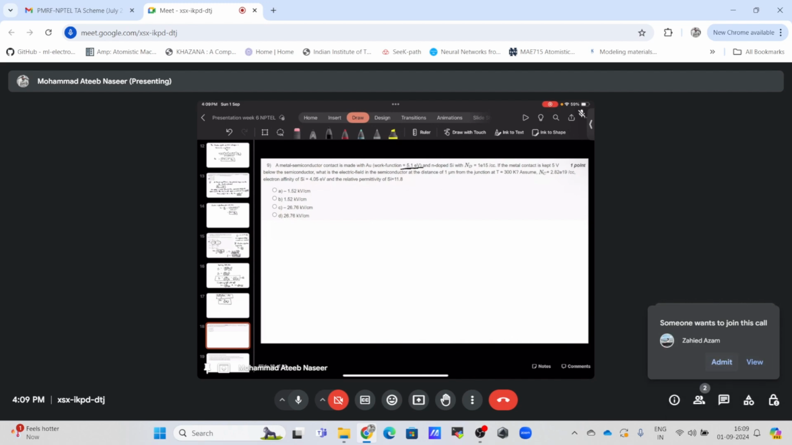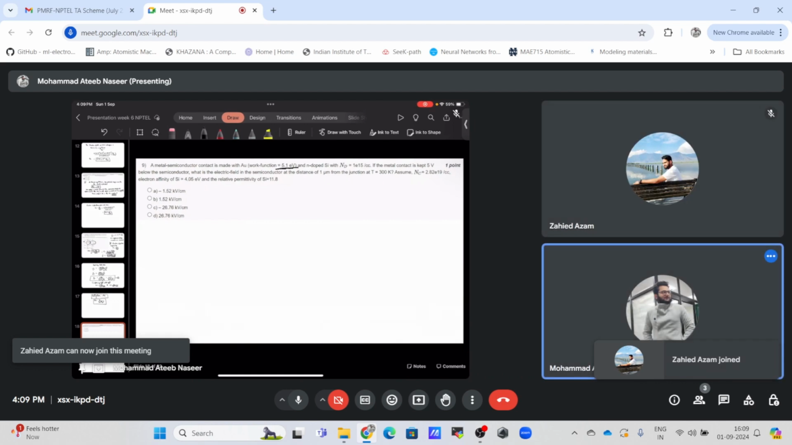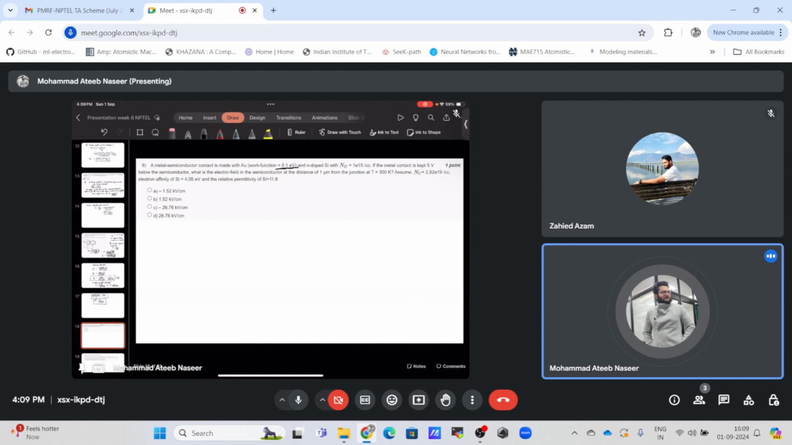And the metal is kept at 5 volts below the semiconductor, and we have been told to look into the electric field in the semiconductor, which is at a distance of 1 micrometer from the junction, and all these things are happening at 300 Kelvin. The effective density of states at the conduction band edge is 2.82 into 10 to the power of 19, and the electron affinity is 4.05 electron volts for silicon, and the relative permittivity of silicon is 11.8.